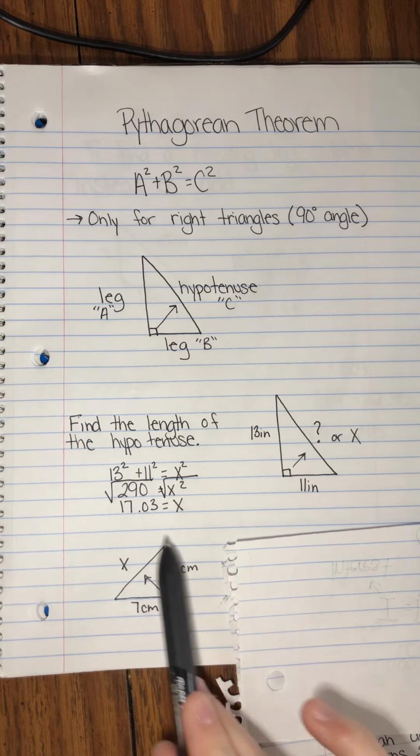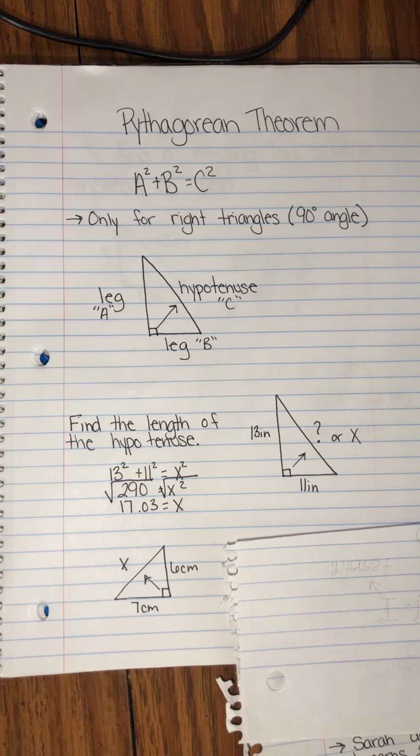All right, I've got a little triangle down here. I want you to go ahead and use the Pythagorean theorem to solve for x. A squared plus b squared. Don't forget to take the square root. So go ahead, pause this and solve for x.